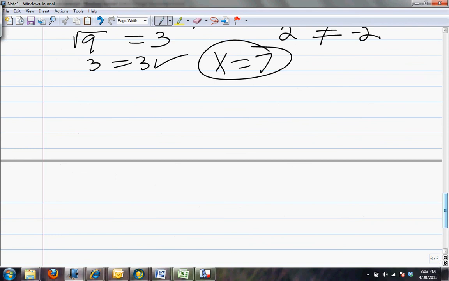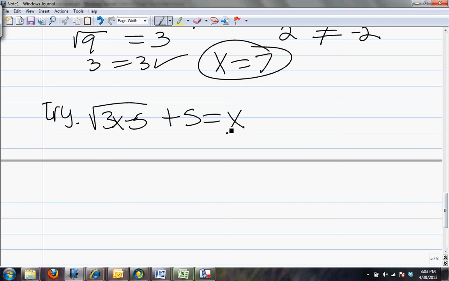So I'm going to give you one to try just like this. And here it is. Radical 3x minus 5 plus 5 is equal to x. Try it, pause, come back, I'll give you the answer. All right, hopefully you got two solutions, but I want to let you know that 10 is the only answer.